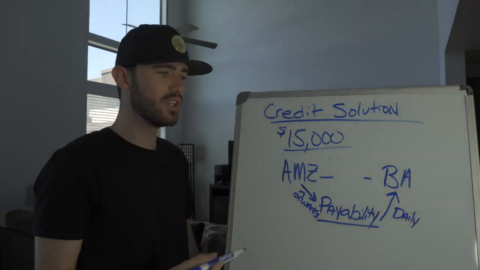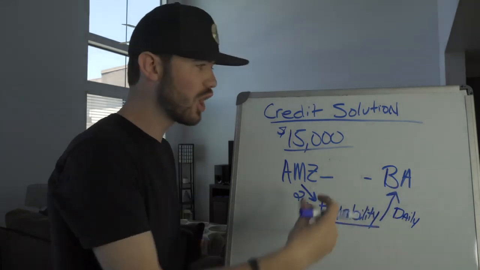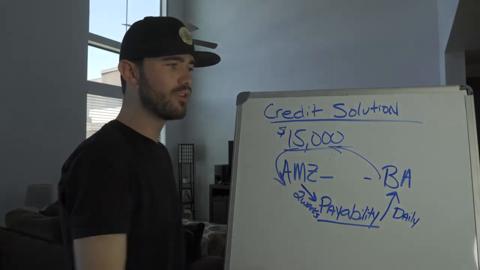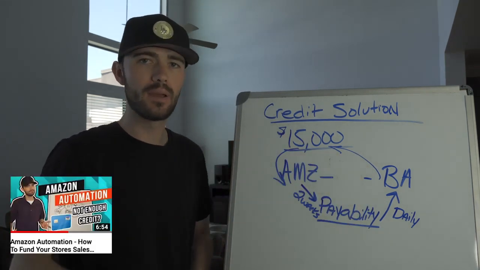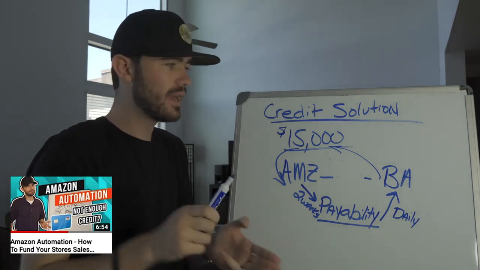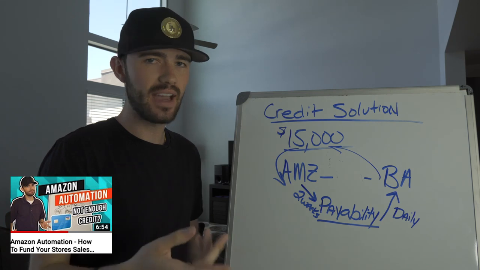What this allows me to do is get paid every day and pay off my card every day, so that this becomes one full cash flow cycle. Payability is paying me every day. I'm then paying my card every day. My Amazon sales are growing every day and it's nonstop. I never have a cash flow issue.